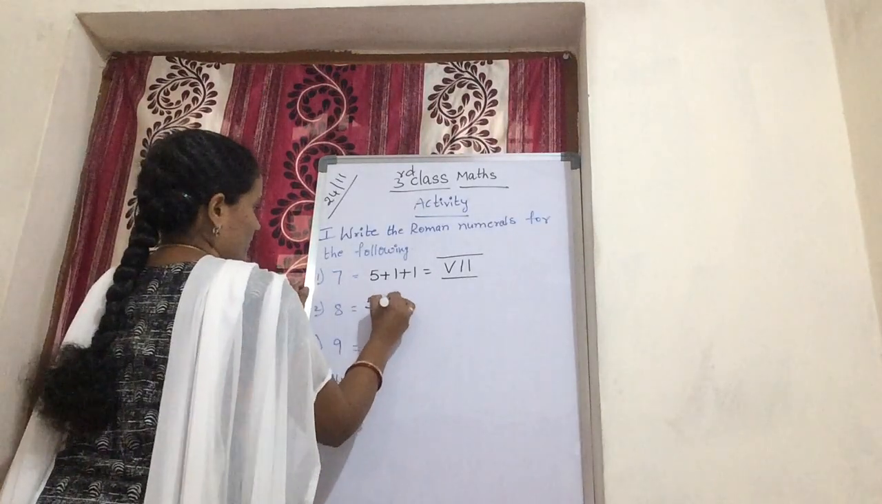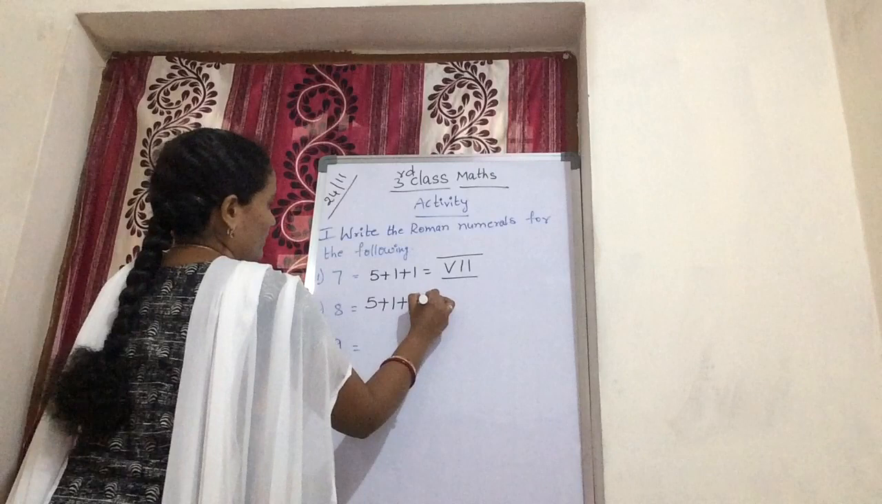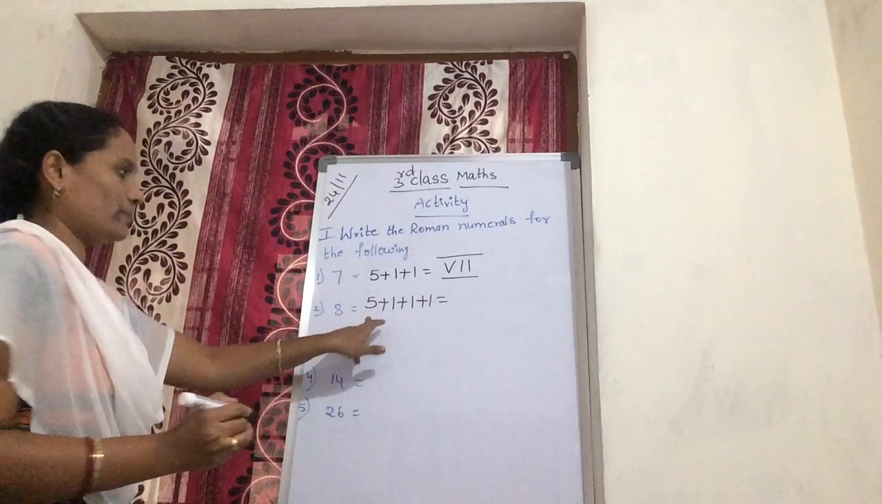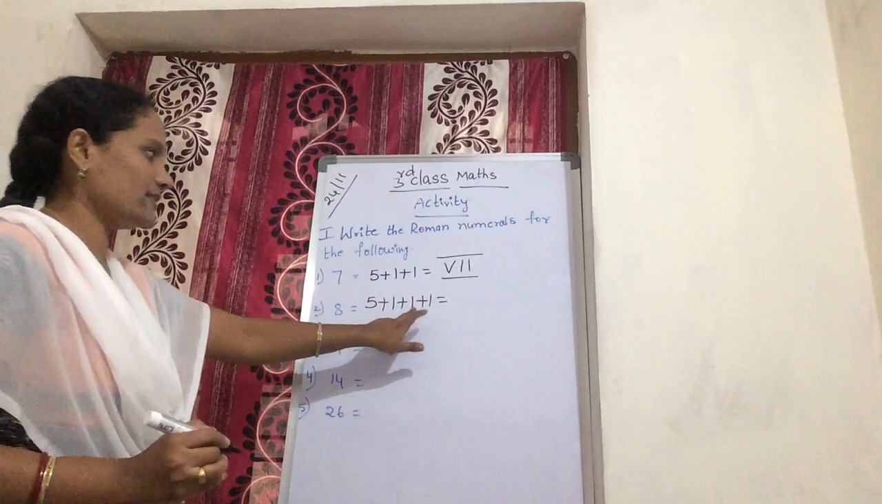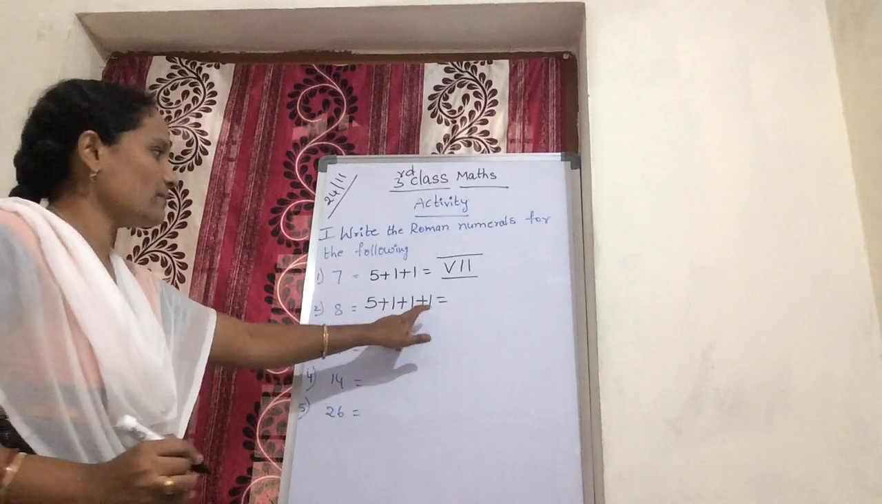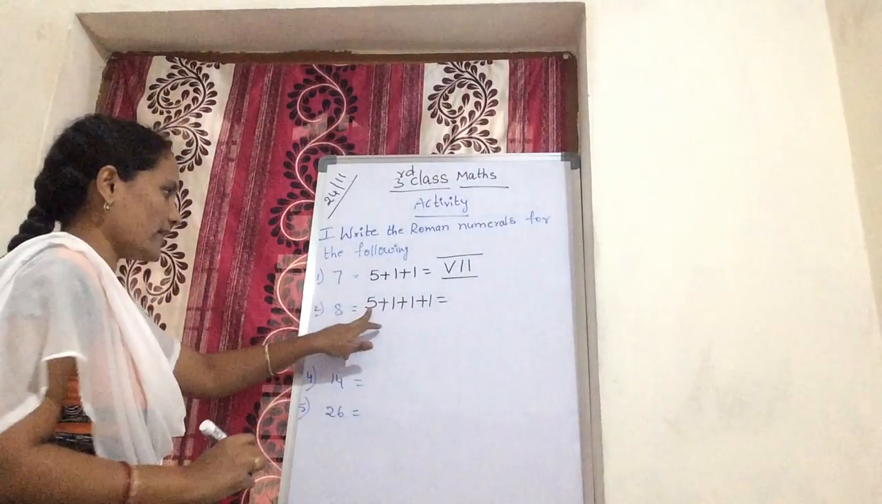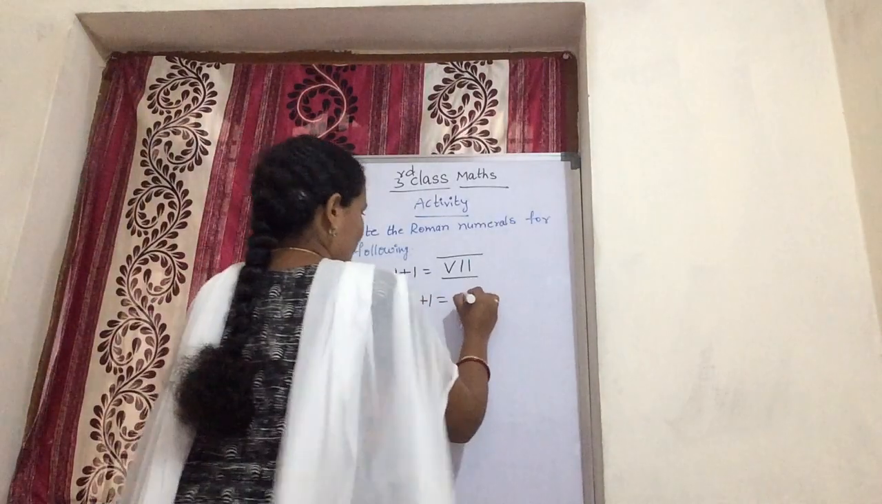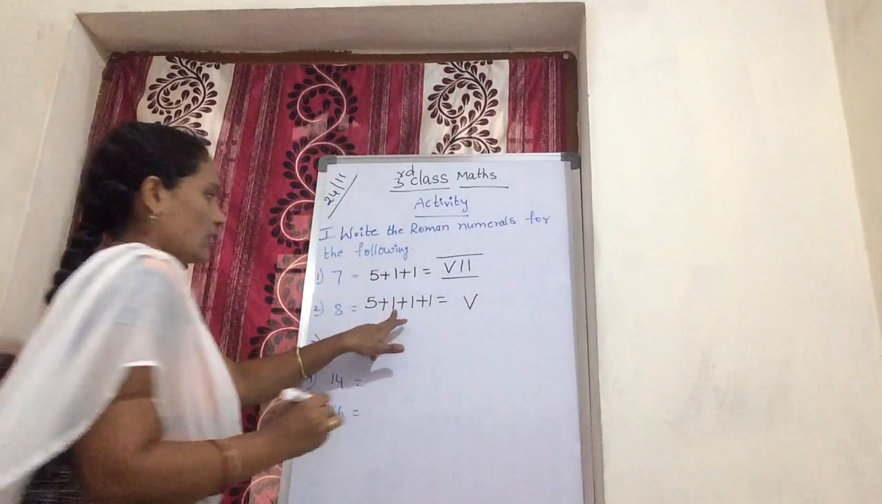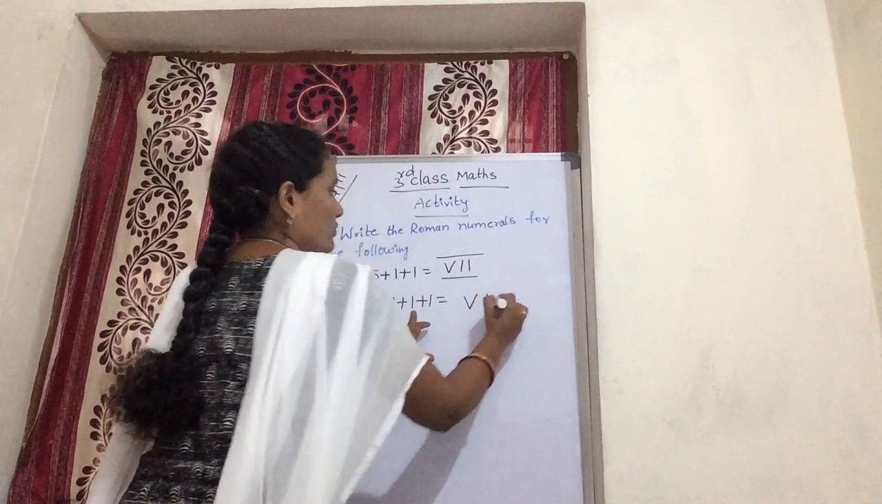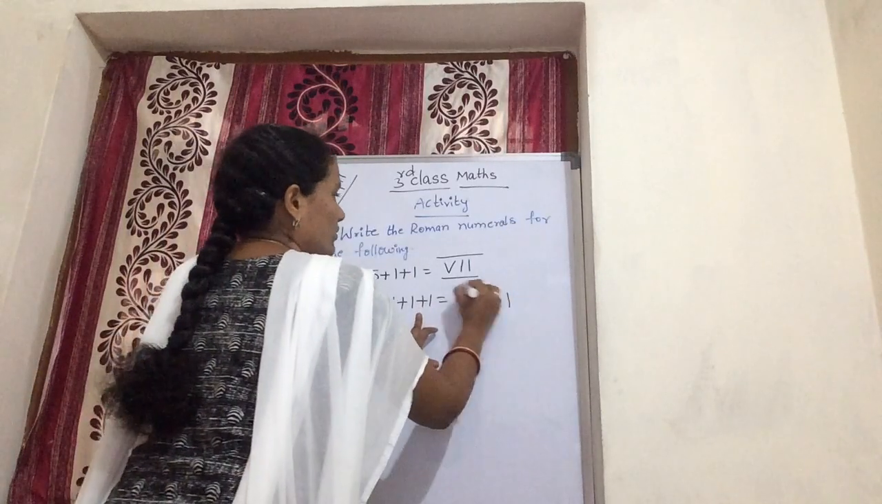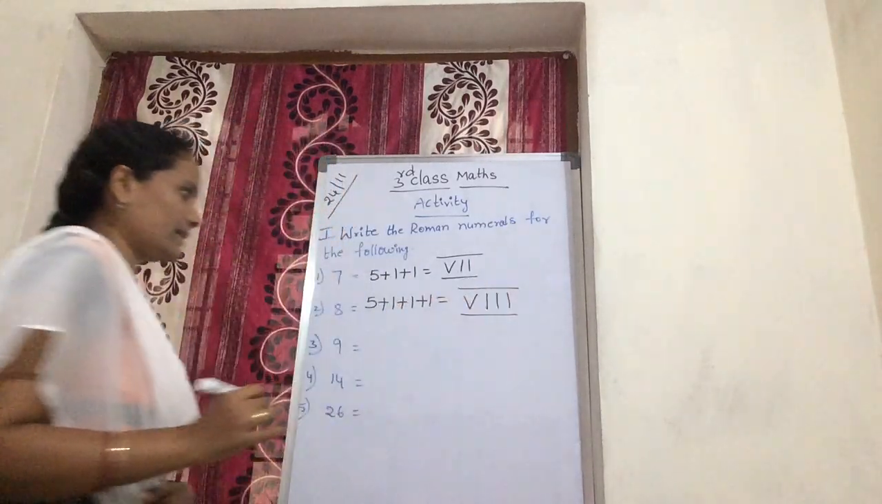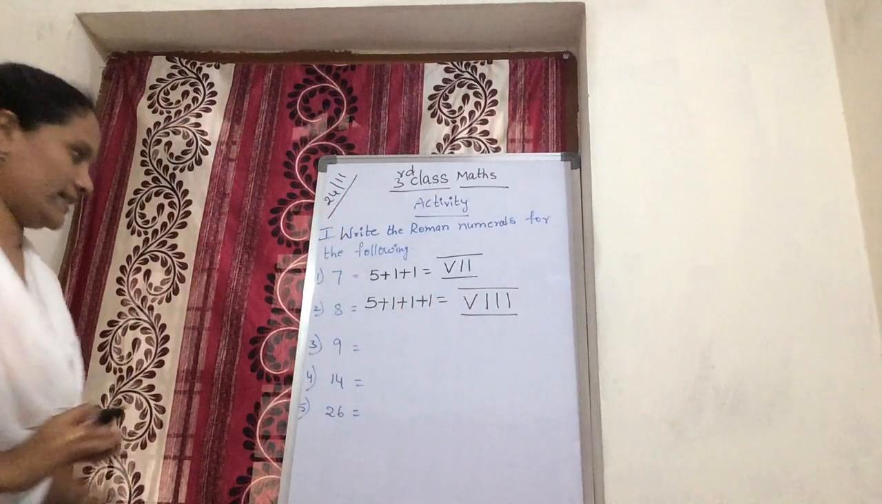Now next, 8. 5 plus 1 plus 1 plus 1. 5 plus 1 is 6, plus 1 is 7, plus 1 is 8. Now 5 for the basic V, that is a Roman numeral. Now 1 for I, again 1 for I, again 1 for I. Got it? 8, Amma.